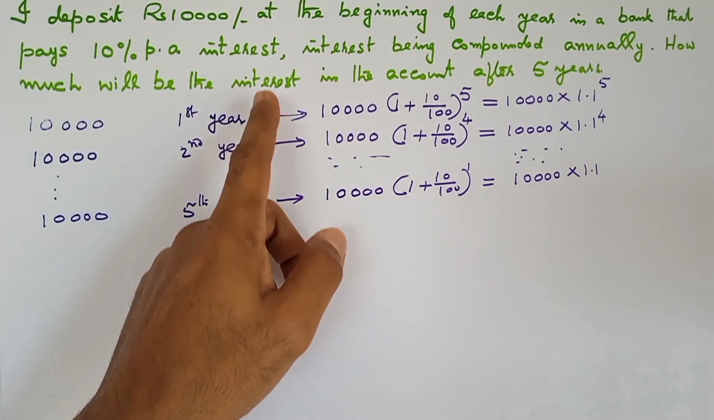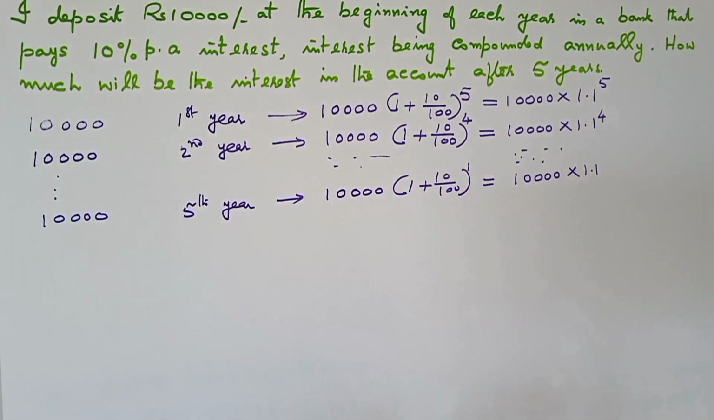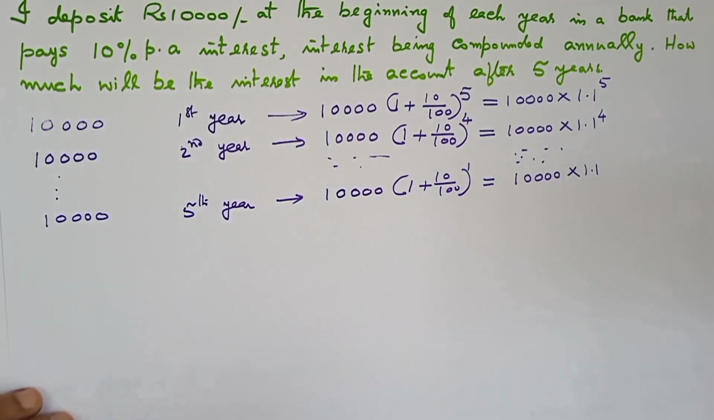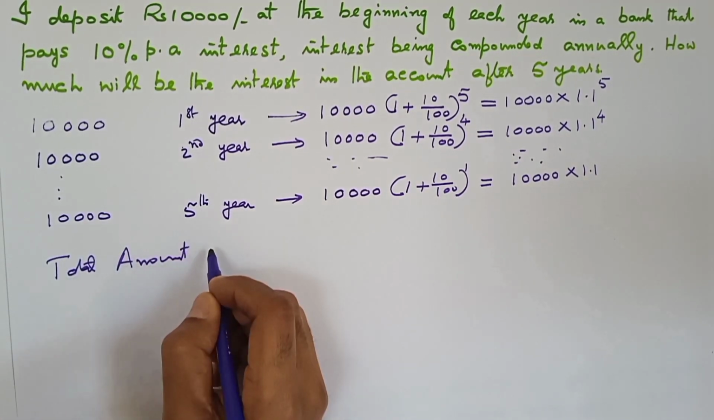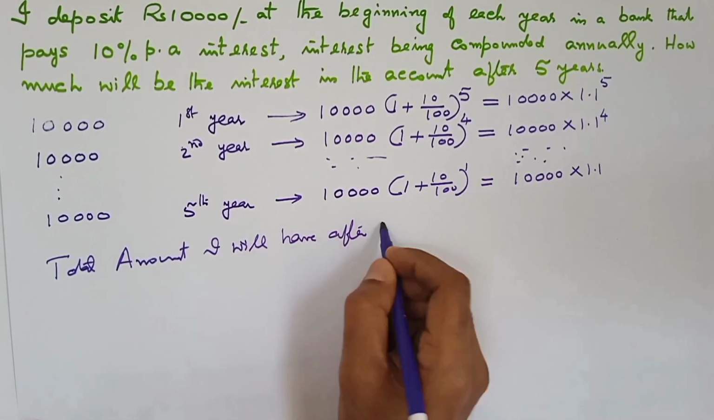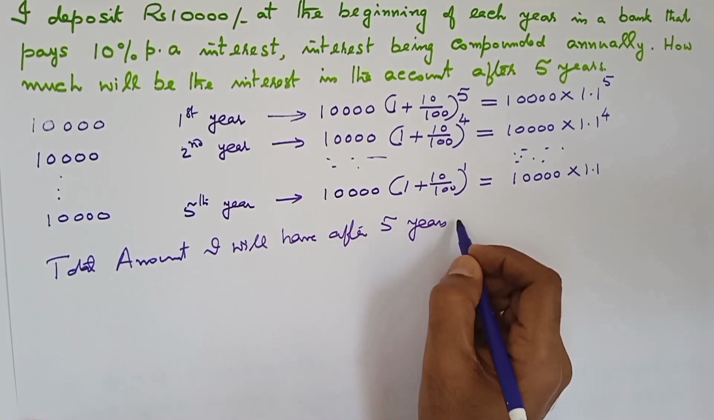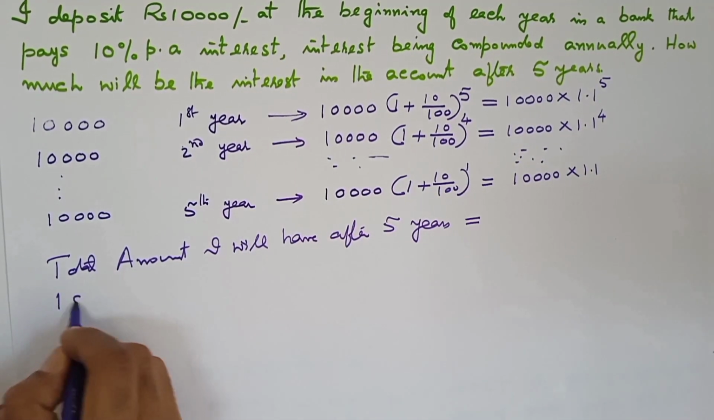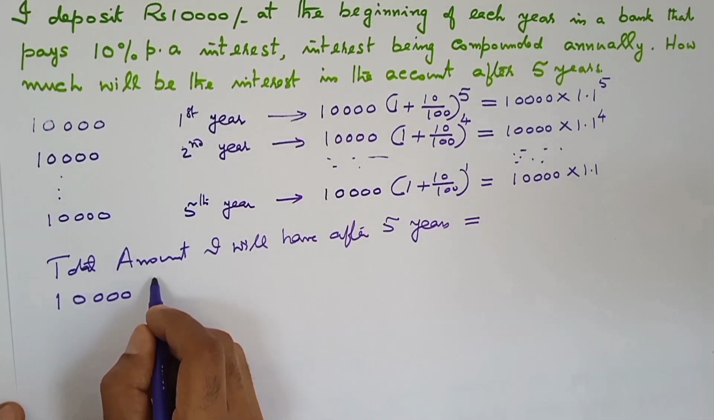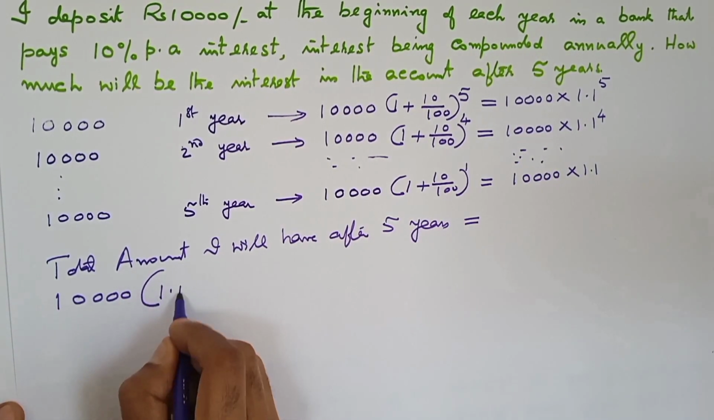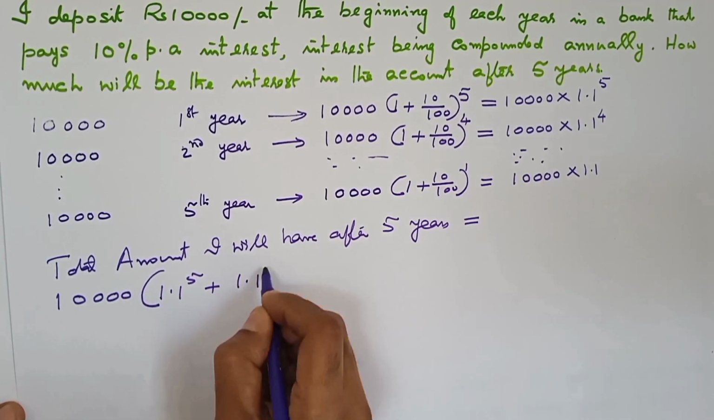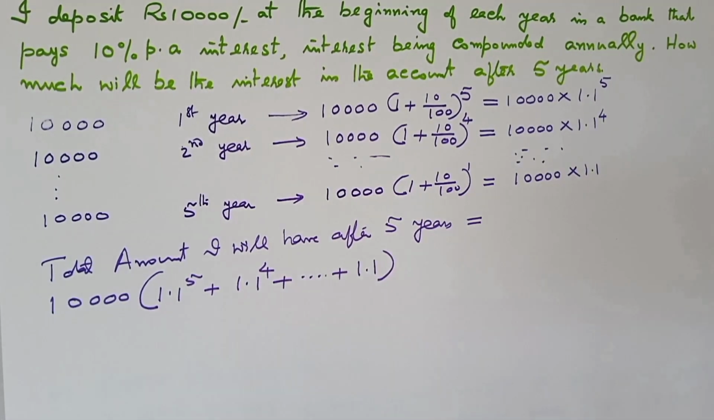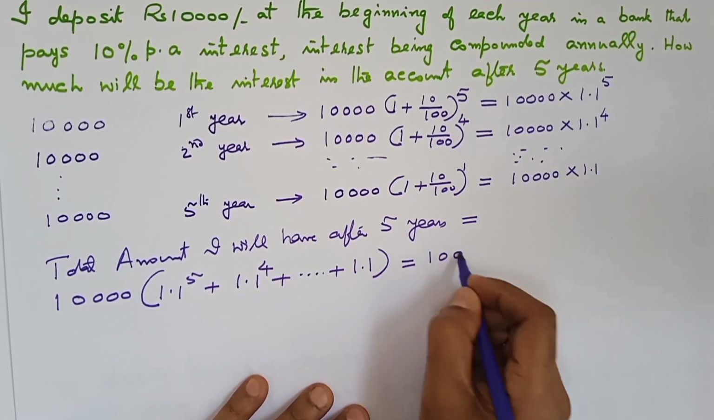But we are asked to find out interest only. So first calculate the total amount he will have in the bank after 5 years by taking the total of all these. Total amount I will have after 5 years is equal to the sum of all these. As you can see, 10,000 is common, and inside 1.1, and the last term will be 1.1. Now let's further simplify this.